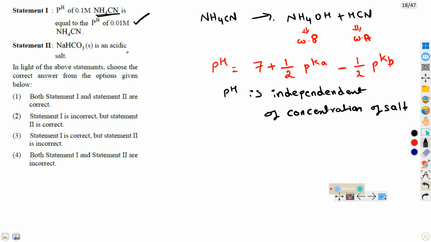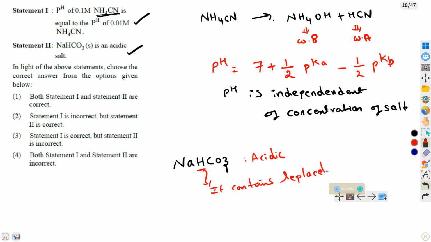NaHCO3 is an acidic salt. This is also correct. NaHCO3, sodium bicarbonate, is an acidic salt because it contains a replaceable hydrogen atom.